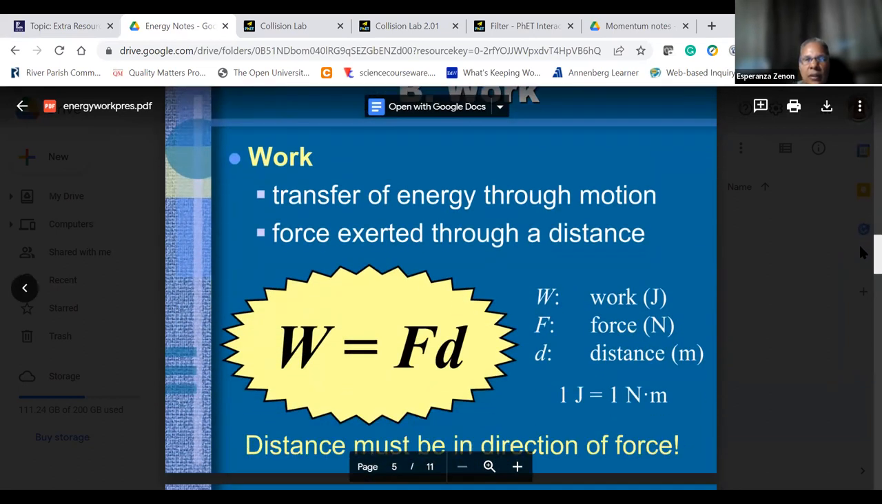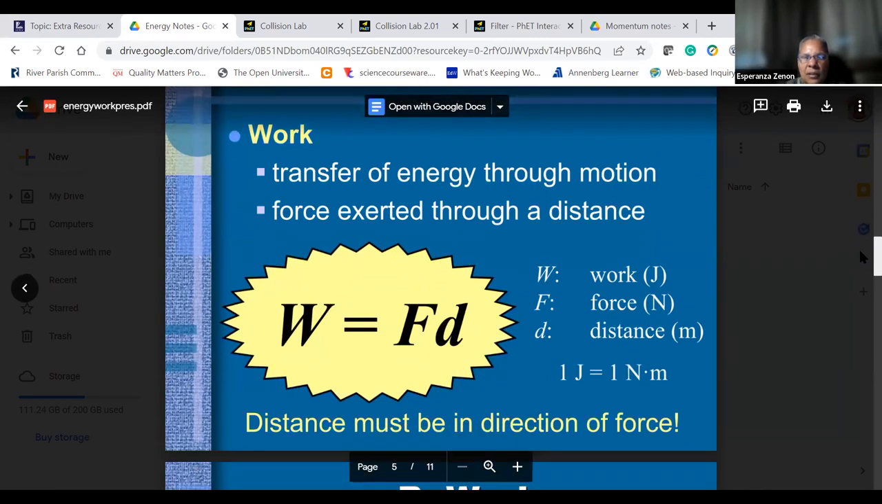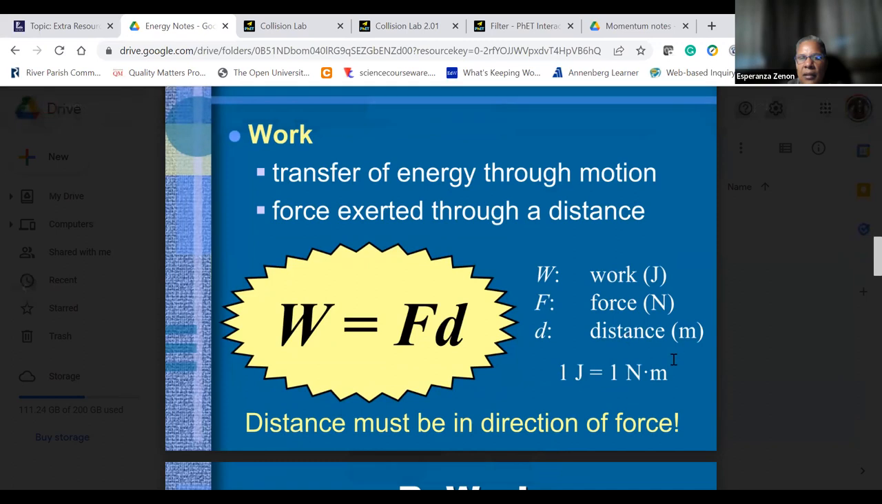And then work, as I mentioned before, involves a transfer of energy through motion. The way you find work is to multiply force times distance, force times displacement, because we're dealing with linear displacement, linear motion. We can say force times displacement or force times distance. The main idea is that they have to be in the same direction. And then we show you how to break down a joule: a newton times a meter.